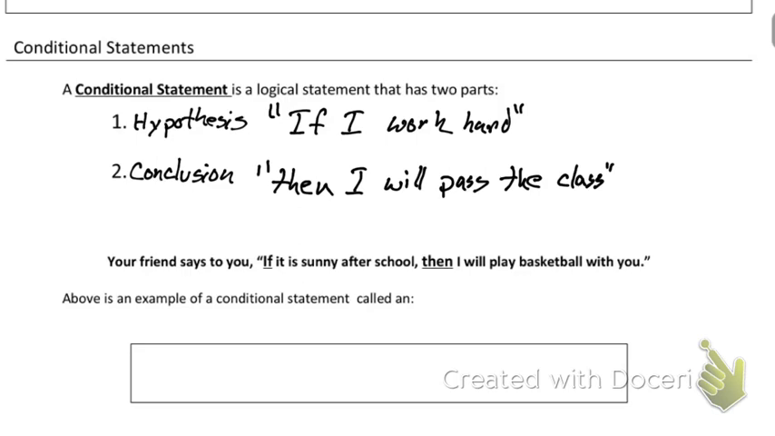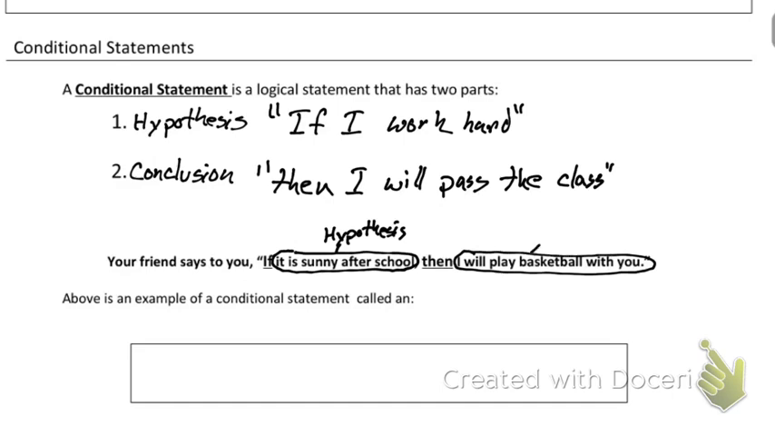So if we look down here, this is a conditional statement. It says, if it is sunny after school, then I will play basketball with you. So we have two parts. If it's sunny out after school, that's our hypothesis. Then I will play basketball with you. That is our conclusion.